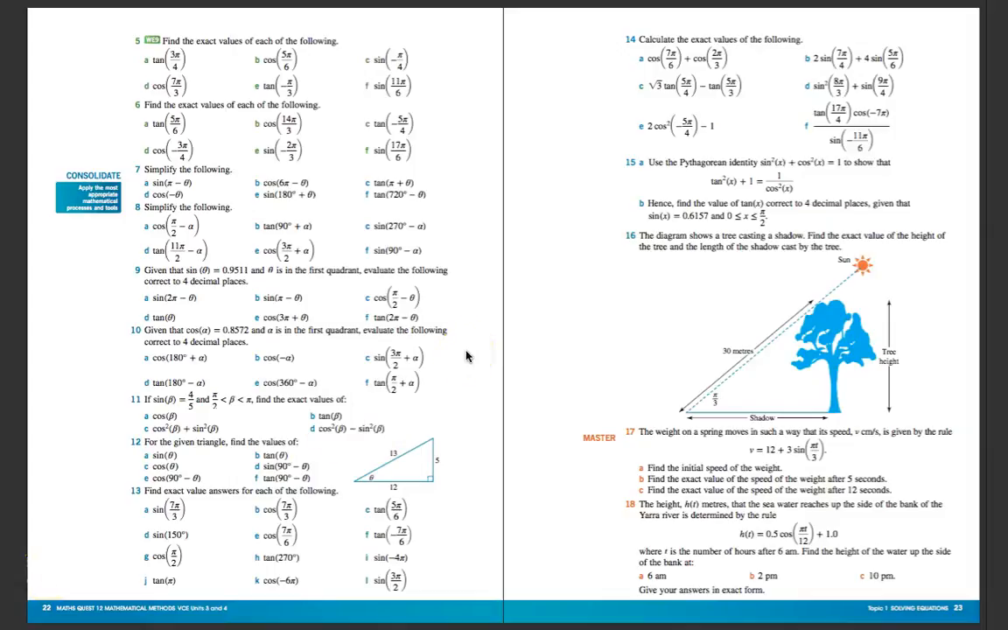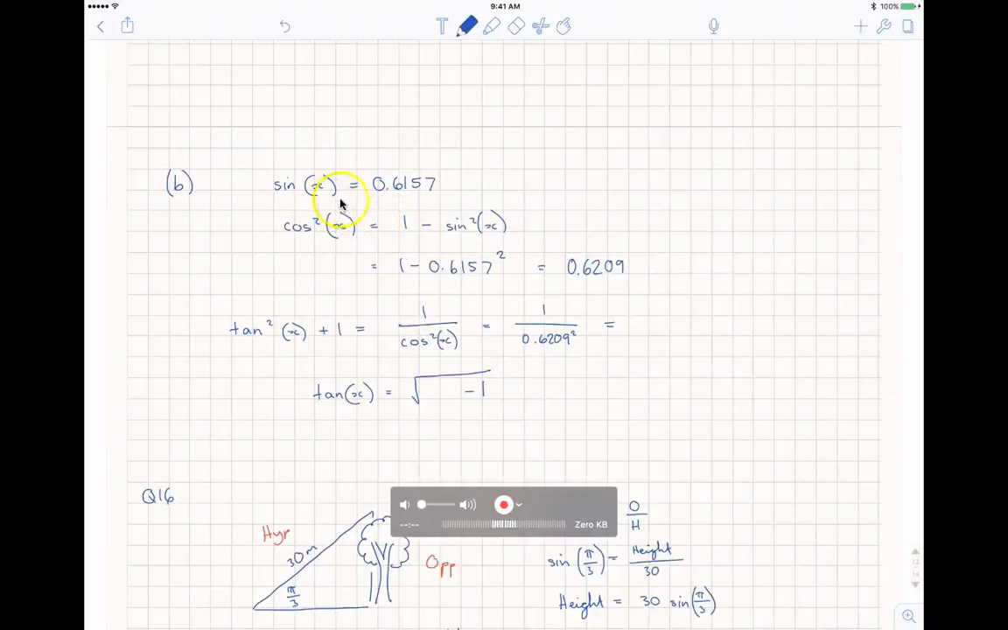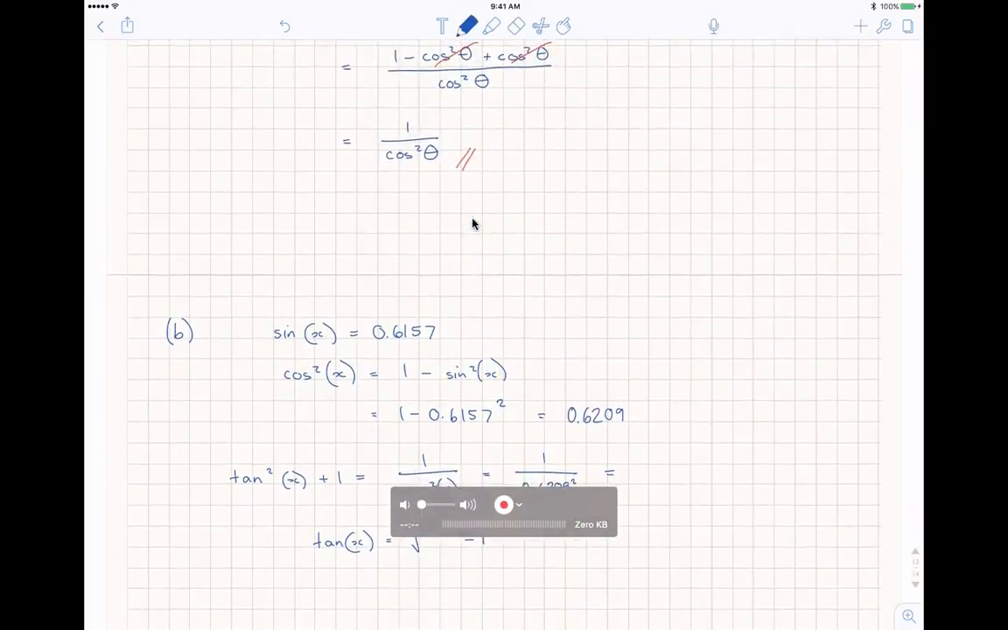So in part B of the question, we're asked to use the identity that we've just derived to evaluate what tan of x is, given that sine of x is 0.6157. Okay, so if sine of x is 0.6157, we need to first find out what cos squared of x is, and we can use our identity cos squared of x equals 1 minus sine squared of x. We need to find what cos squared of x is because the identity that we've derived calls for it.